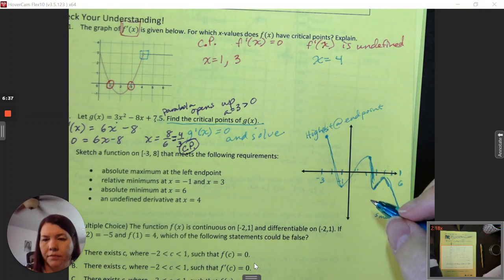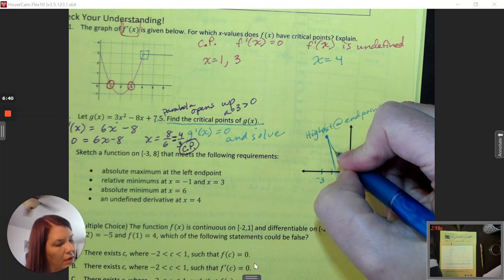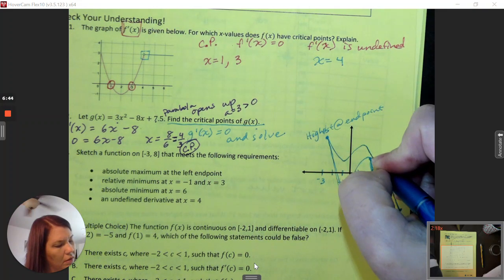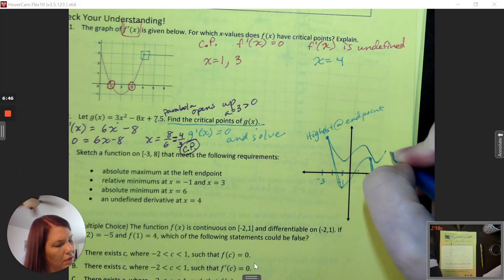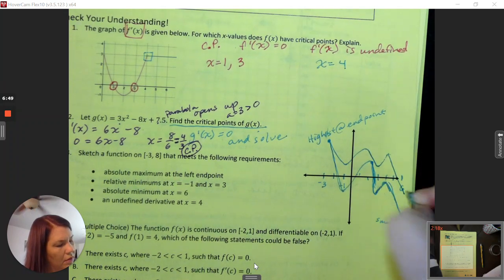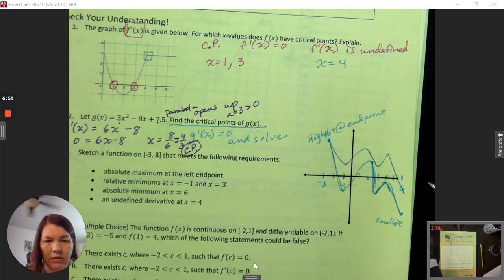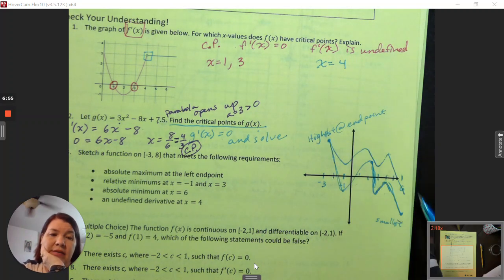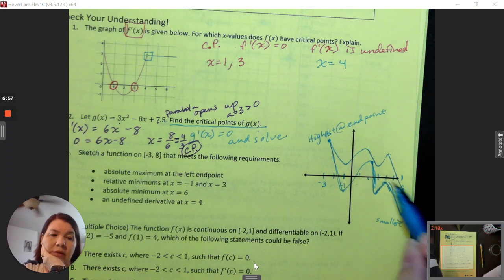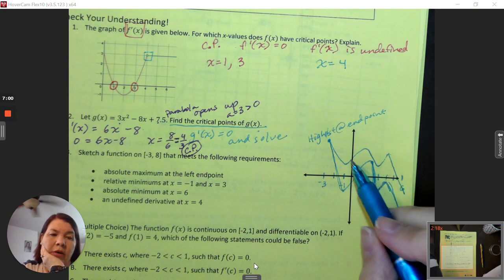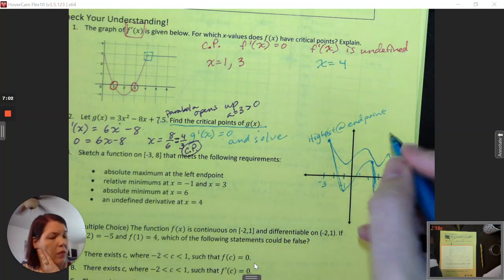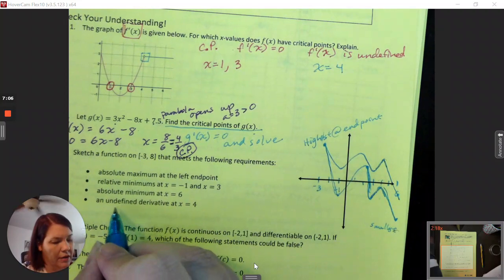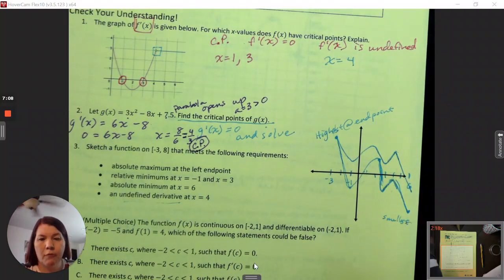Whatever works. Now keep in mind that you could have it right if you went like this. As long as it's 6, it's the smallest. So there's lots of correct answers. This needs to be the highest. That needs to be the smallest. There need to be 2 other bottoming out points. And a cusp or sharp turn for the undefined derivative. Okay?